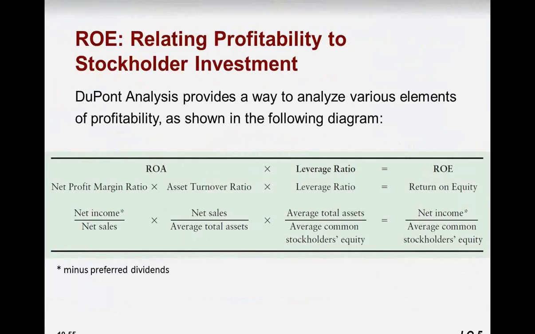Net income minus any preferred dividends. Don't get caught up in this. If you don't have preferred stock, you will not have preferred dividends. It's just net income then. You don't have to make up a number for preferred dividends. Divided by net sales, times your net sales divided by average total assets, times your average total assets divided by average common stockholders' equity. Okay. And that equals your net income divided by average stockholders' equity. That will help you to come up with your return on equity.